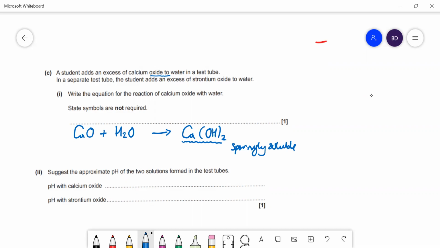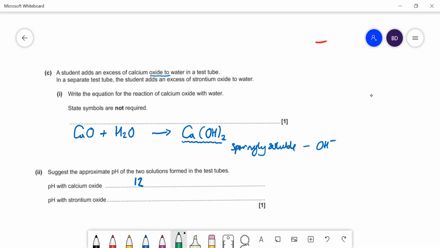And that's related to the next bit here. Sparingly soluble, and it's got OH minus ions in it. So it's going to make it quite alkaline, but not really alkaline because it's not going to be pH 14, because it's not completely soluble. So it's going to be about 12 with calcium oxide, I'd say.